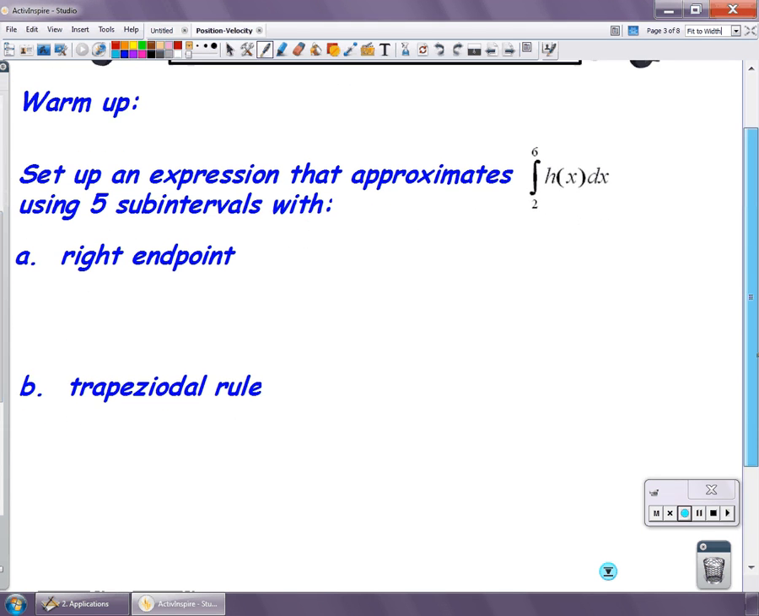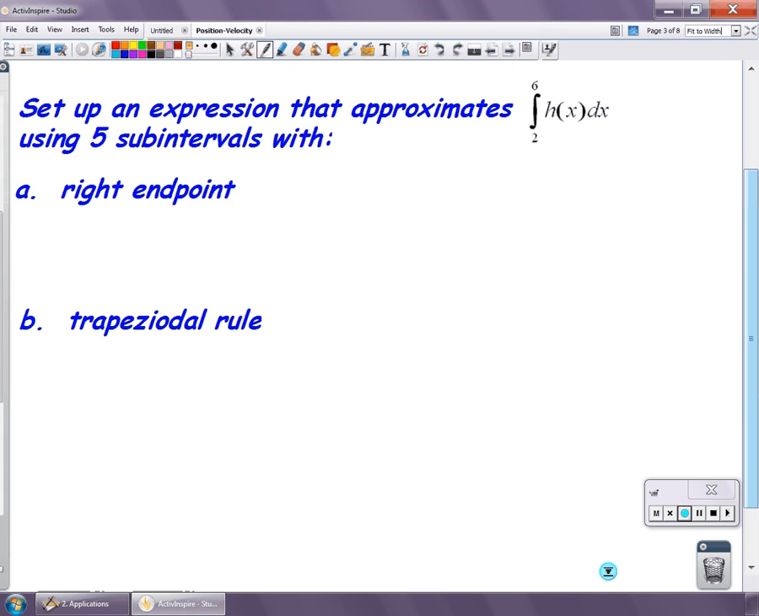So in this warm-up, we're to set up an expression that approximates the definite integral from 2 to 6 of h of x dx using 5 sub-intervals. And just as a review and a reminder, whenever we are evaluating a definite integral, that is always giving us the net area. So whatever area is positive stays positive, whatever area is negative stays negative. So in the first problem, we're doing that.